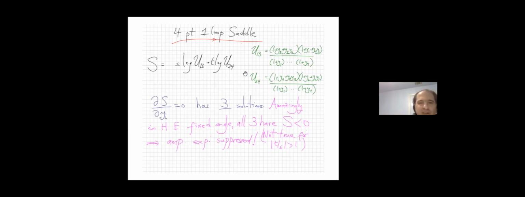This is the expression, just a concrete expression. Here is u13, here's u24. It's a function of 4 variables. So when you solve these 4 equations, at tree level, we have one solution. Here, for this one loop case, we have 3 solutions, but amazingly, in the high energy fixed angle region, all 3 have negative action. And so that means the amplitude is exponentially suppressed in the physical region.